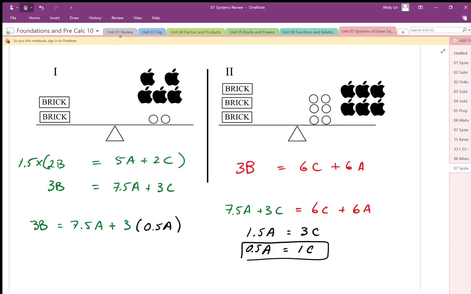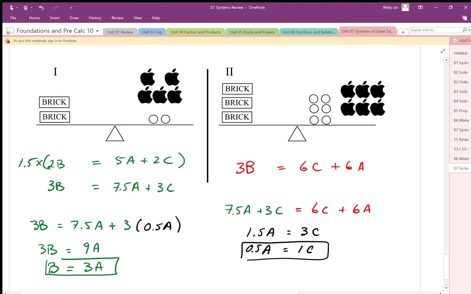I'm going to then figure out how much one brick weighs. So I have 7.5 apples and 1.5 apples. Well, that's 9 apples in total. So one brick will balance 3 apples. So in essence, I've solved this system.